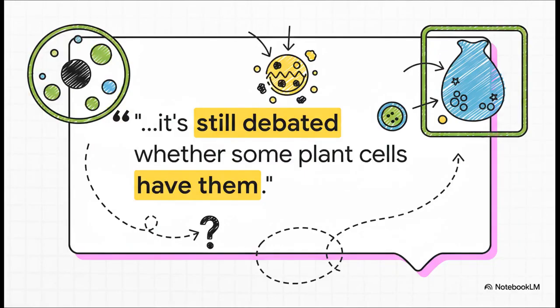What about the cleanup crew? Well, animal cells have these very specialized organelles called lysosomes, which are basically little recycling centers. Now, for a long, long time, scientists thought plants just didn't have them. It turns out that giant vacuole we talked about can do a lot of that same work. And honestly, the science is still a little fuzzy. It's still being debated whether some plant cells might have them. It's a great example of how science is always learning and updating what we know.